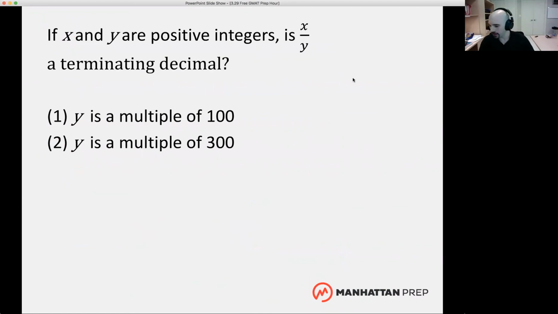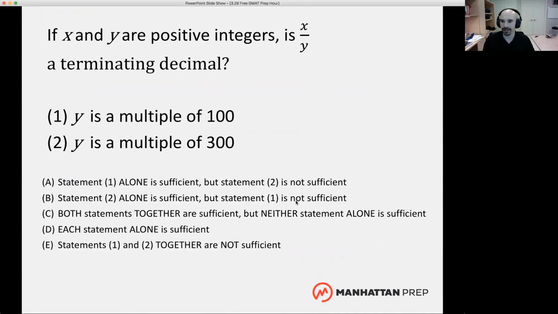This is a data sufficiency question. Let me know in the chat box if you're not familiar with data sufficiency. Maybe you're new to the GMAT. Just let me know. All right. Here are the answer choices for those of you who are new. So I'm going to give you a couple of minutes to think about this.